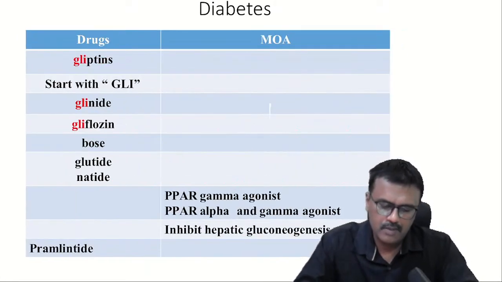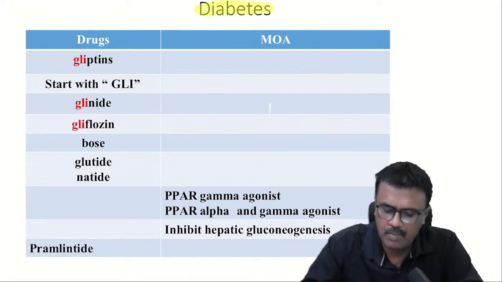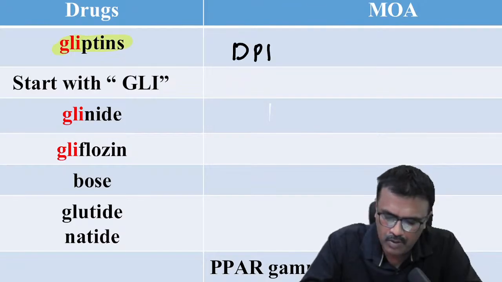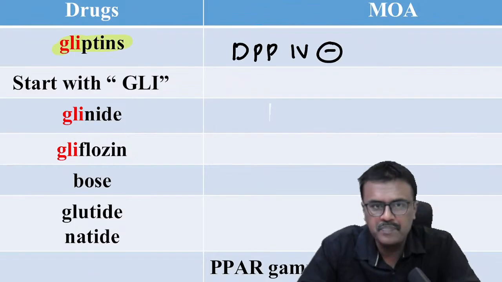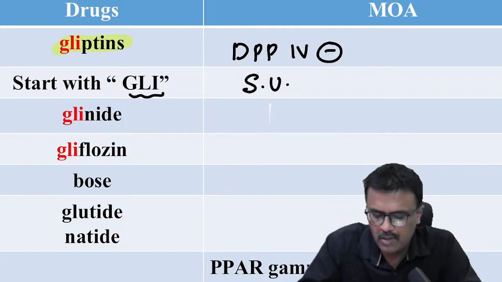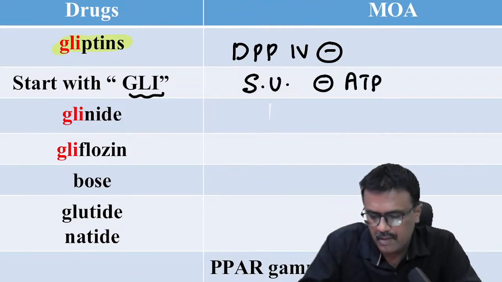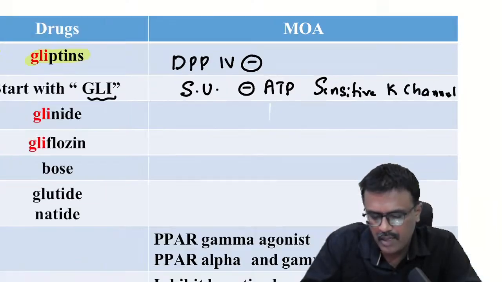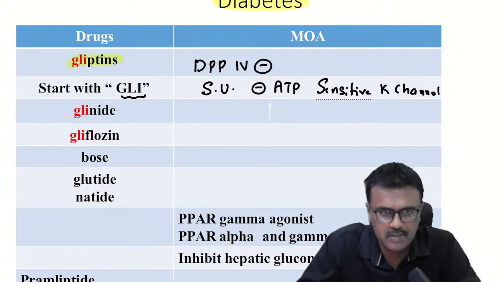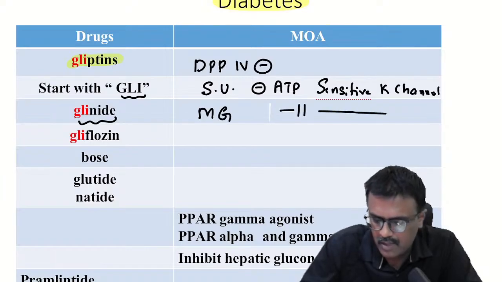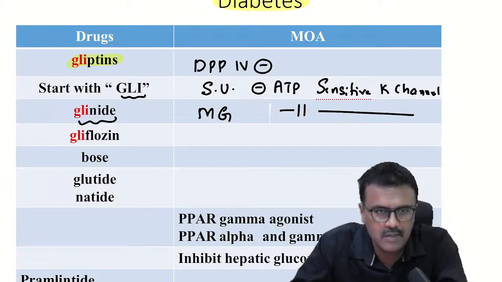Now moving on to the next one, how to understand and remember diabetic drugs. A diabetic drug ending with gliptin is a DPP4 inhibitor. Any diabetic drug such as glimepiride, gliclazide, they are sulfonylureas. What do they do? They inhibit ATP sensitive potassium channels in beta cells. Even glinides, they are called meglitinides. They have the same mechanism. They also inhibit ATP sensitive potassium channels.